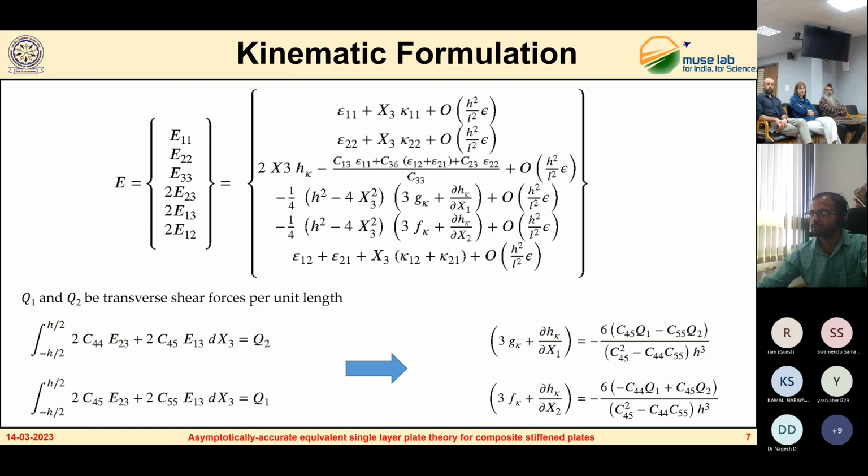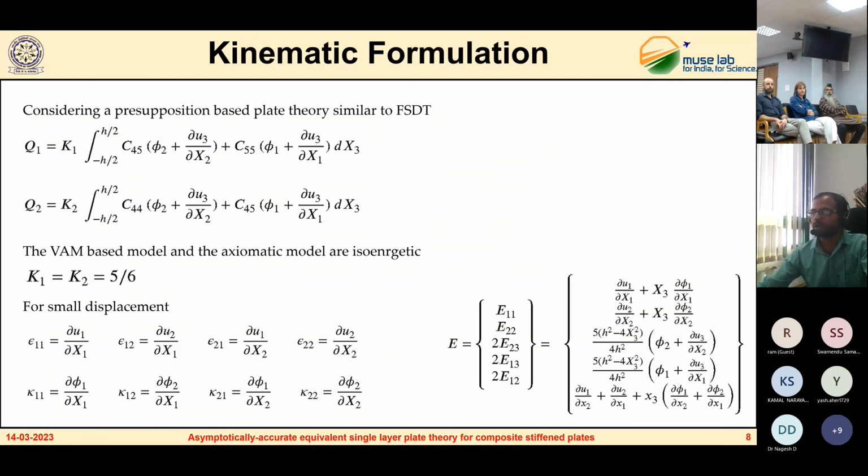To find these quantities, I have considered a presupposition based on plate theory like FSDT. In FSDT, we have expressions for Q1 and Q2 as shown here, where K1 and K2 are shear correction factors. We want to find these two shear correction factors. To find them, we have imposed the condition that this FSDT model and the WAM based model are isoenergetic. Imposing this condition, we find the values of K1 and K2.